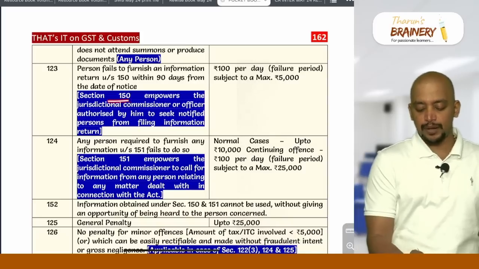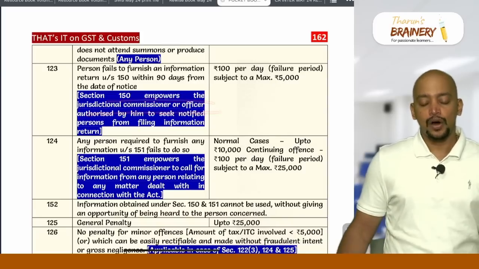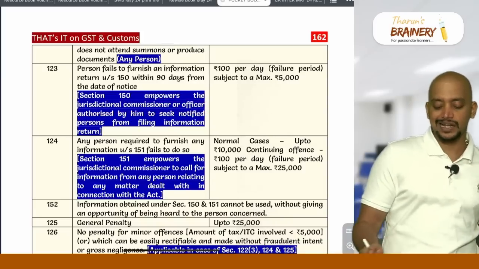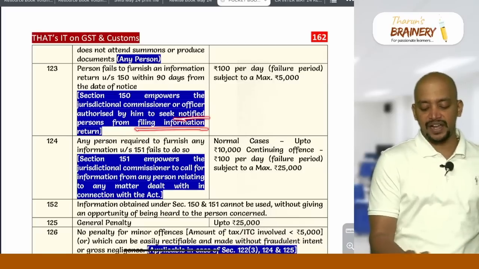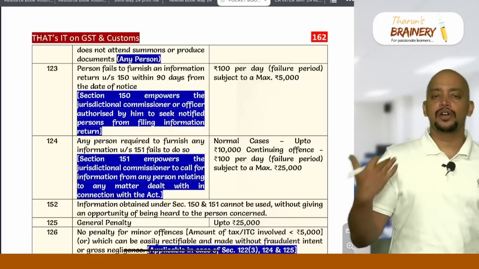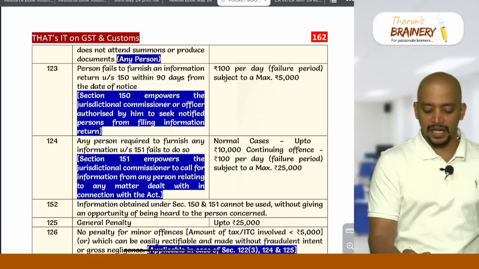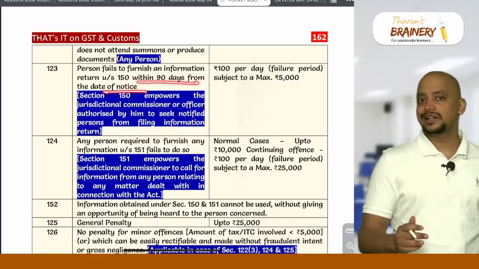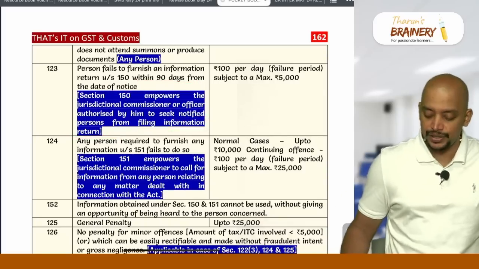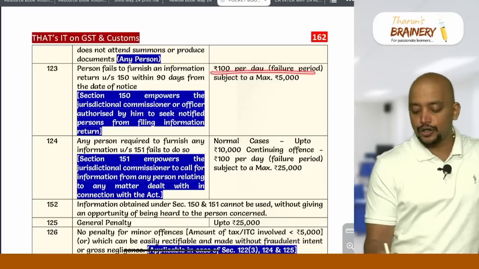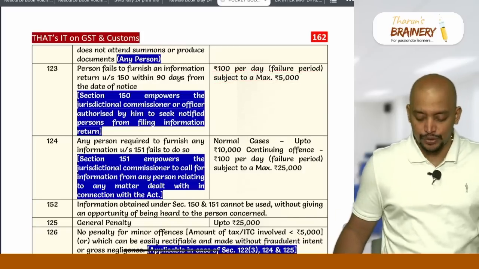So first, 150 empowers the jurisdictional commissioner or an officer authorized by him to seek an information return from a notified person. If they are not filing the information return, a notice will be given. After the notice, within 90 days, if they are not furnishing the information return, then the penalty will be 100 rupees per day, subject to a maximum of 5,000 rupees.